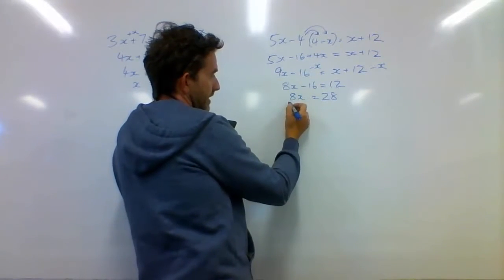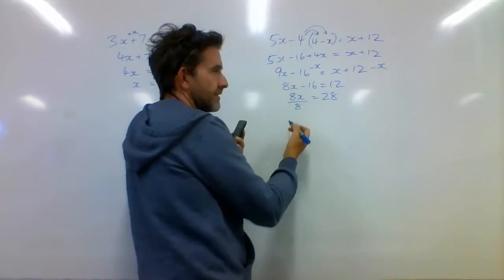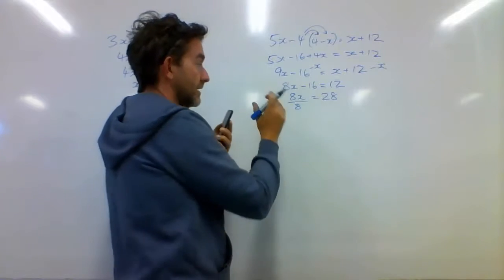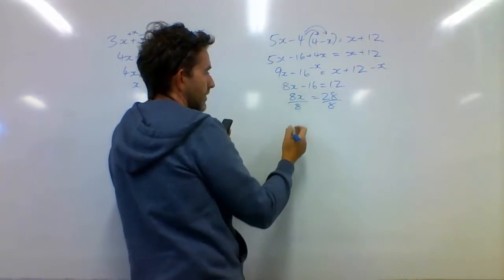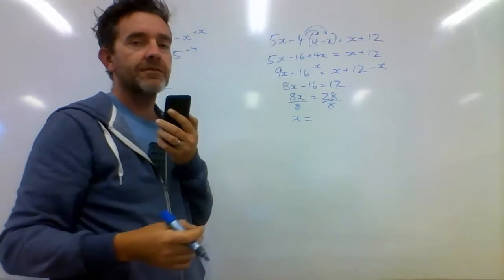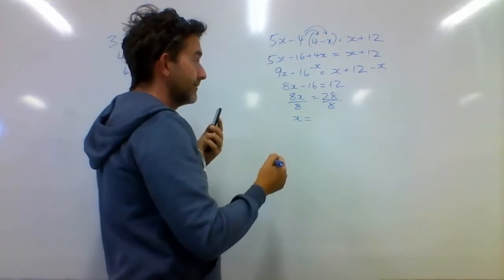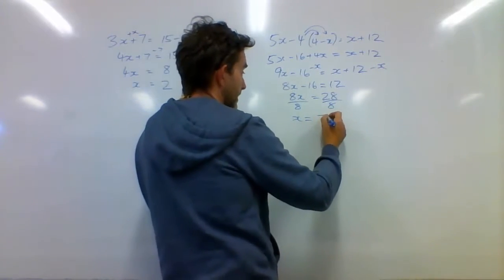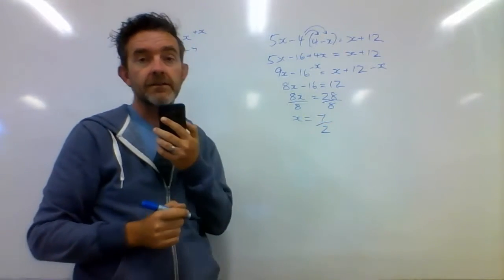I'll get rid of that x that's being multiplied there by dividing by 8. I said get rid of the x, I meant get rid of the 8. Get rid of the 8 by dividing by 8 equals 28 divided by 8. So x is equal to 28 over 8. I can simplify that fraction. I know 4 goes into both of those very nicely. 4 goes into 28 7 times, and it goes into 8 twice. And you can leave your answer like that. You can leave it as 7 over 2.